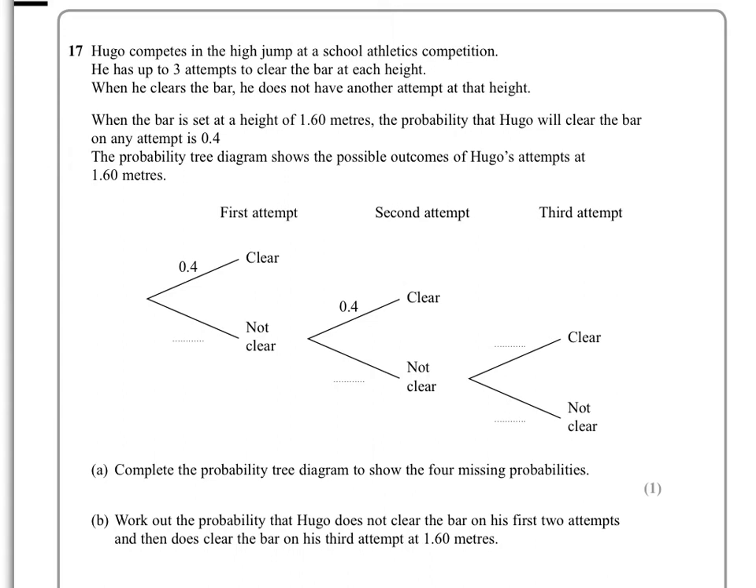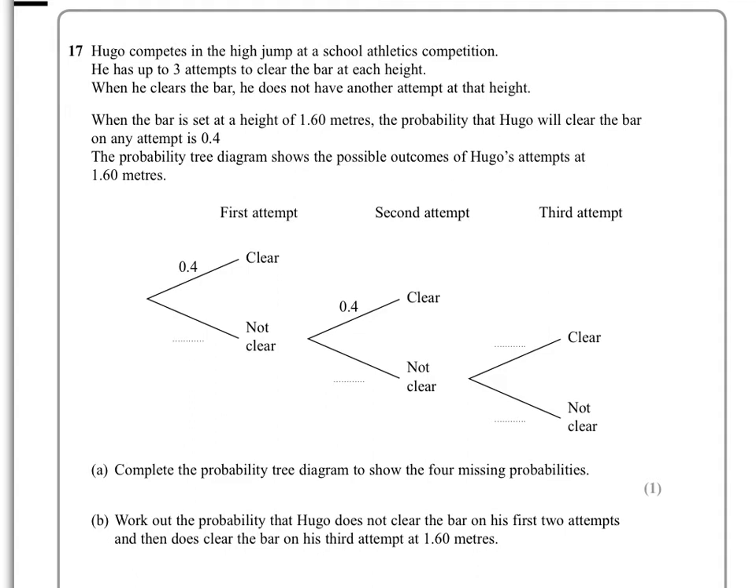In question 17 we're told that Hugo competes in high jump at school. He has 3 attempts, first one, second one, third one, to clear the bar at each height. When he clears the bar he doesn't have another attempt after that, so if he does it in the first go he won't have the second and third subsequent goes.